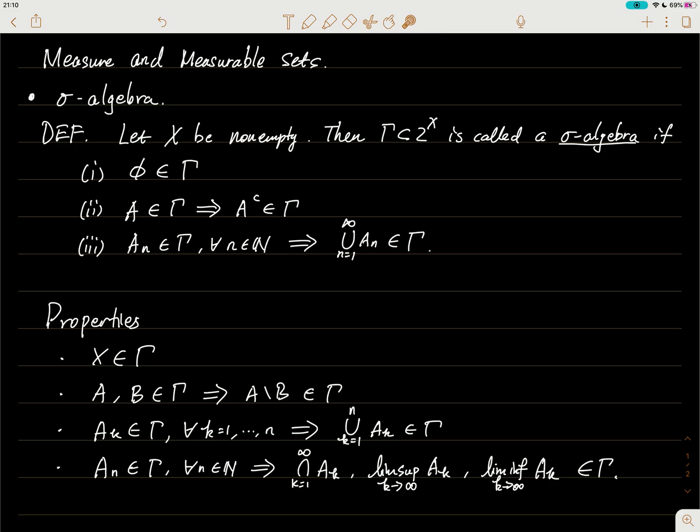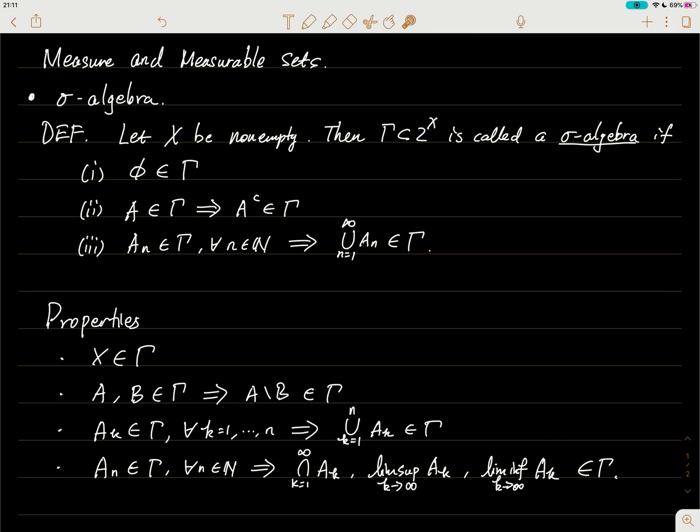First of all, any sigma algebra must also contain X, the X itself. The reason is that the empty set is in there, and for any set in gamma, the complement is also in gamma. So let's say A is the empty set, then the complement is just X. Okay, so that's the first one. It's very easy to show.